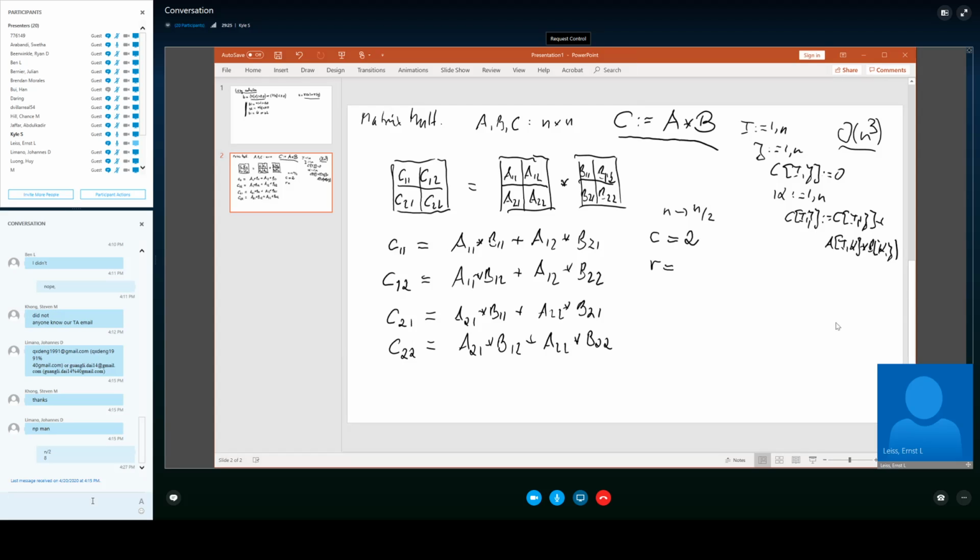R is 8, exactly. Because we have 1, 2, 3, 4, 5, 6, 7, 8 multiplications of matrices that are now not n by n, but n over 2 by n over 2. And so our master theorem says the complexity of that is n to the power of log base c, which is 2, of r, which is 8, which is order of n to the third. So all this for nothing, because basically we haven't gained anything.